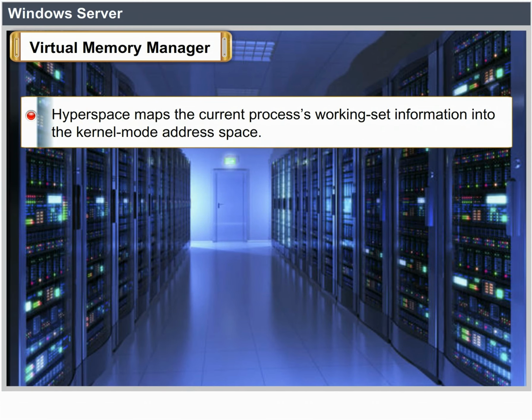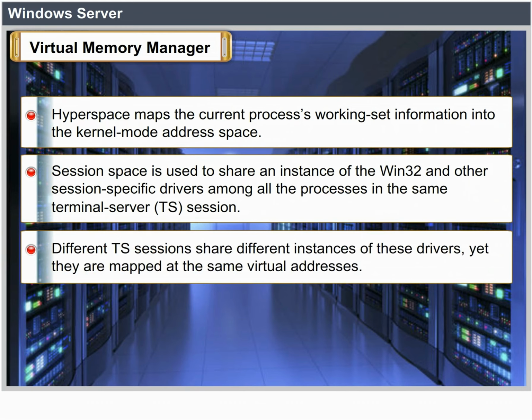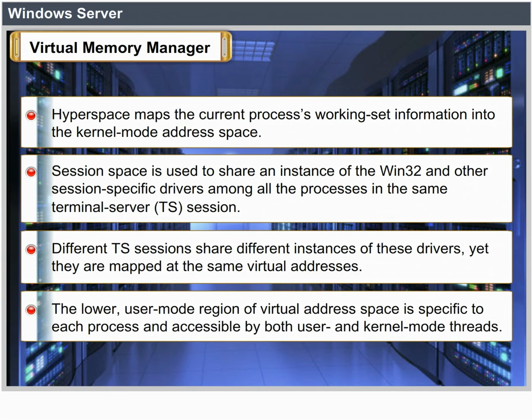Hyperspace maps the current process's working set information into the kernel mode address space. Session space is used to share an instance of the Win32 and other session-specific drivers among all the processes in the same terminal server (TS) session. Different TS sessions share different instances of these drivers, yet they are mapped at the same virtual addresses. The lower user mode region of virtual address space is specific to each process and accessible by both user and kernel mode threads.